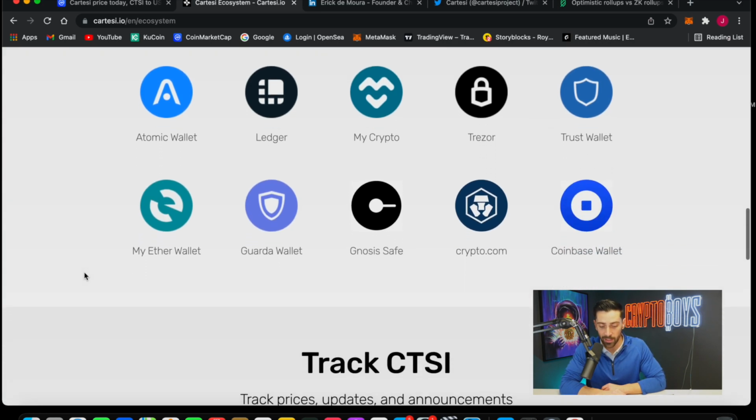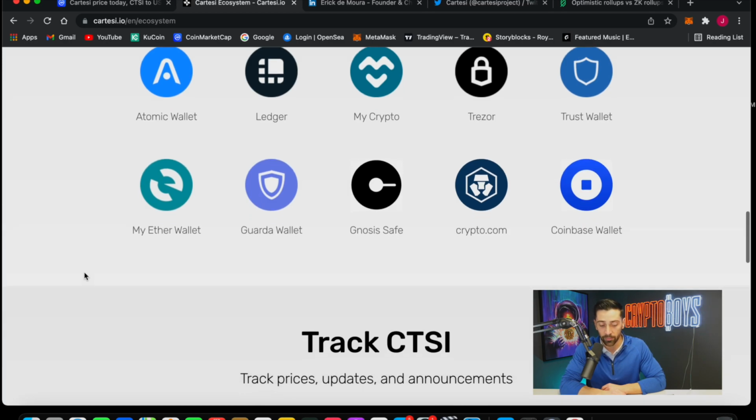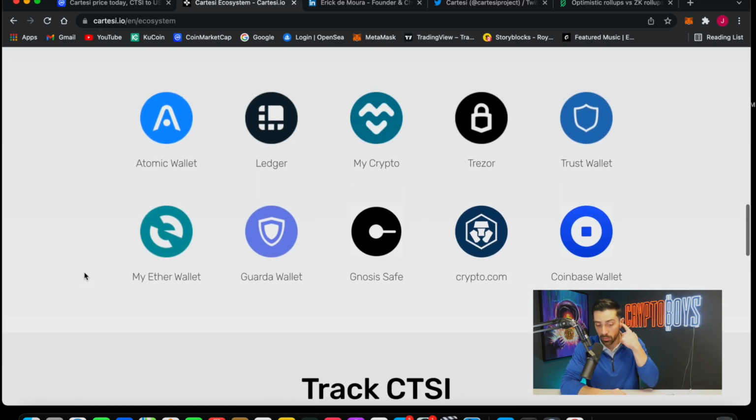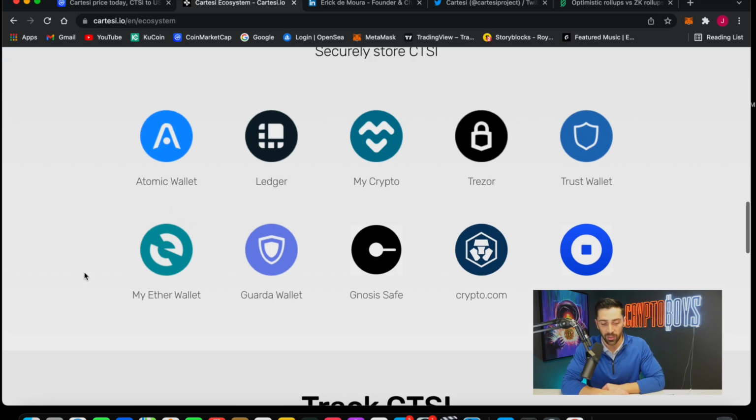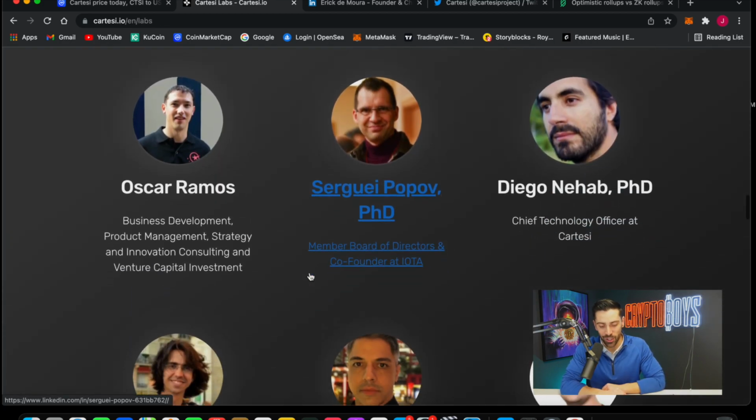There's a lot of good ones here, guys. I use Trust Wallet. I have Coinbase Wallet. I have Crypto.com Wallet. All of these ones are really, really good. You can store them in many, many different places. The Cartesi team. Let's check it out, guys.